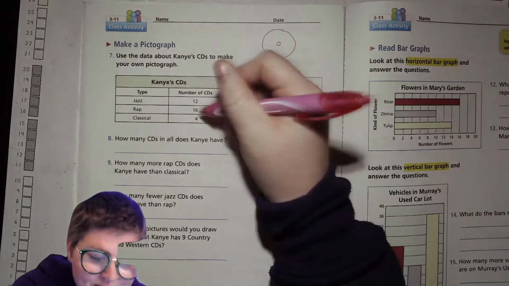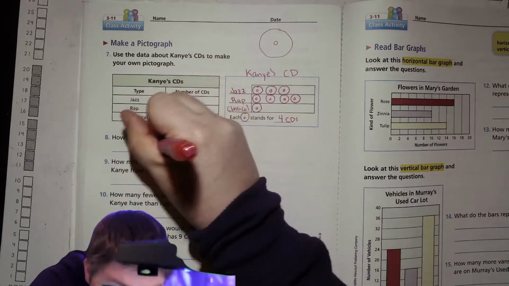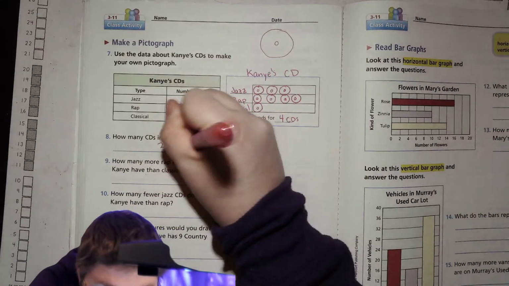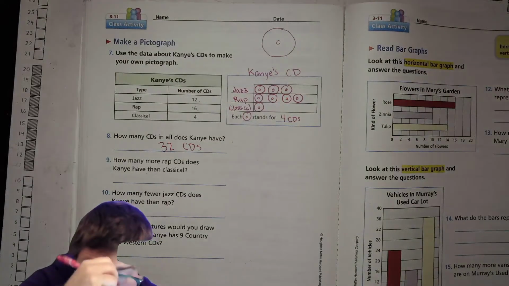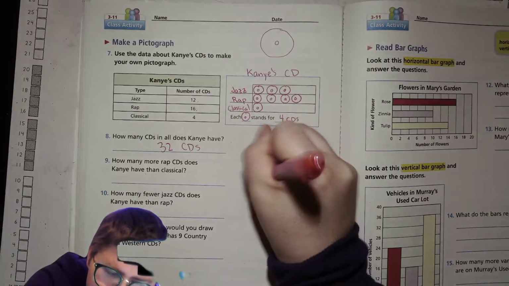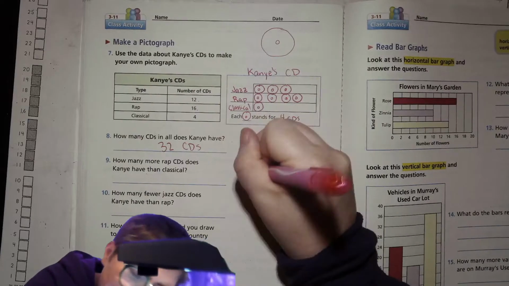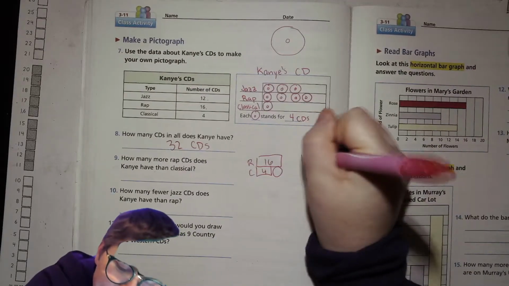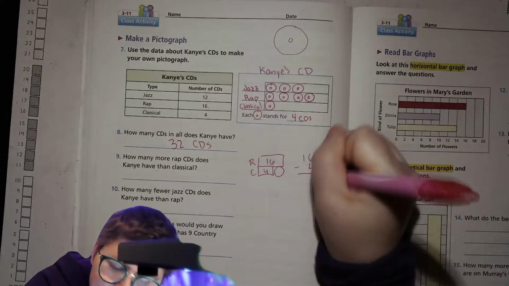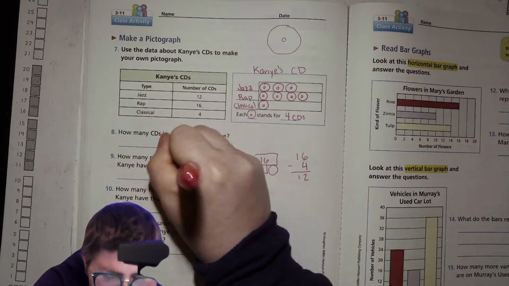All right, so now you're ready, right? So I'm going to figure out the total, I'm going to add all these up. So 16 and 4 is 20, plus 12 more, so 32 CDs. How many more rap CDs does he have than classical? Hopefully you did a comparison bar. So if he has 16 rap and 4 classical, to find that difference, we do 16 minus 4, and that's going to get us 12. 12 more rap CDs.